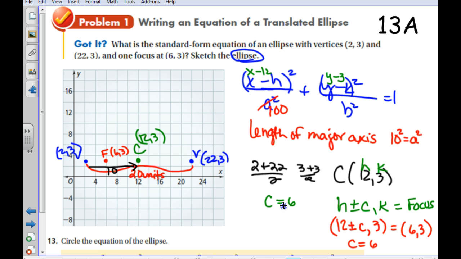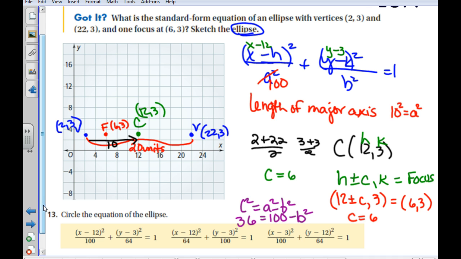All right. If C is 6, that still didn't help me. I need to find the equation. I need B. What's the equation that relates A and B and C? So 36 equals 100 minus B squared. We get 64. So if B squared is 64, B is 8.